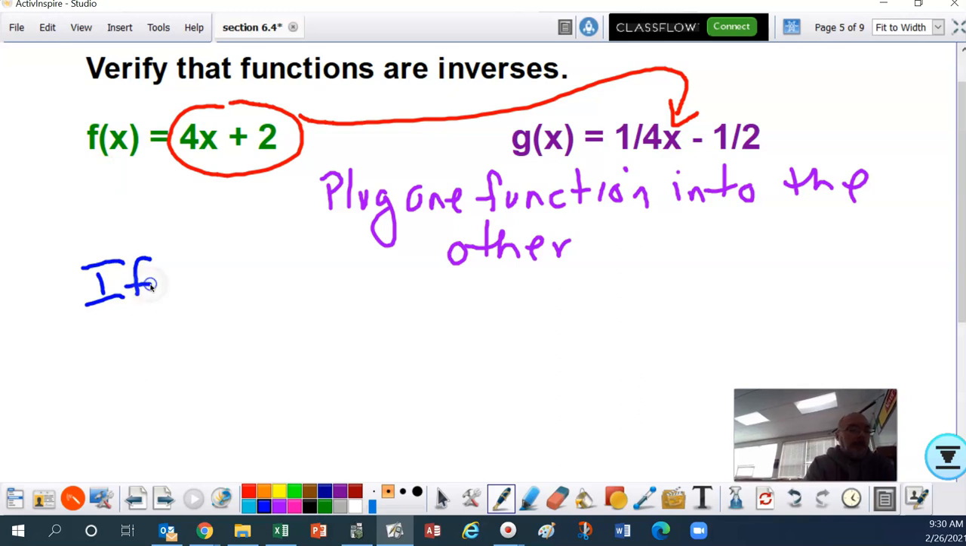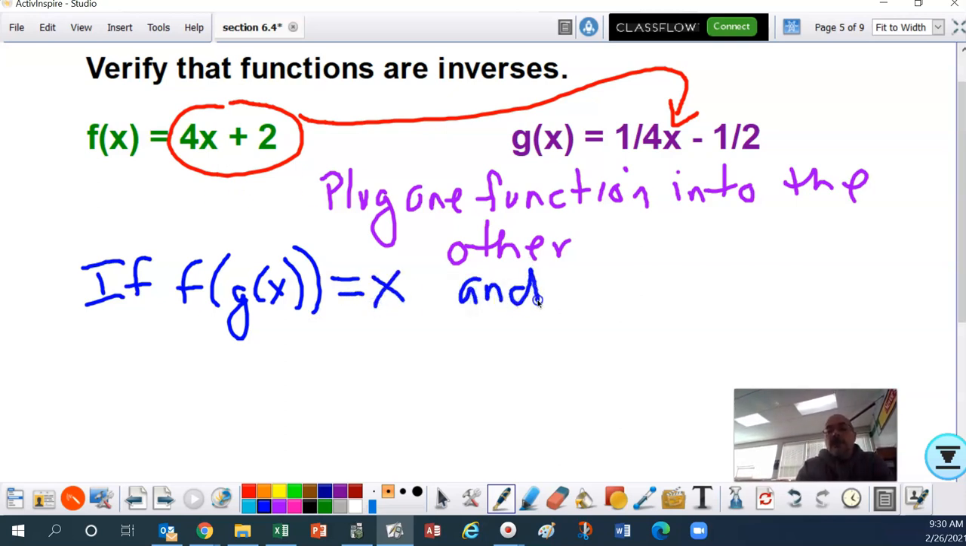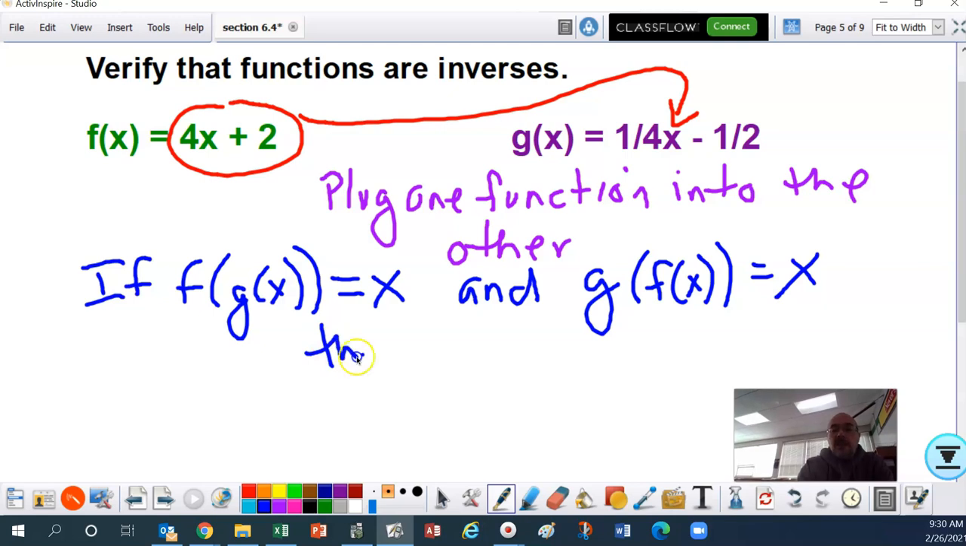If f of g of x equals x, and g of f of x equals x, then they are inverses of each other.